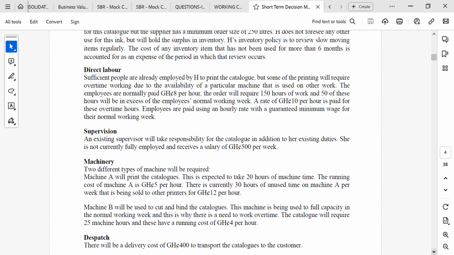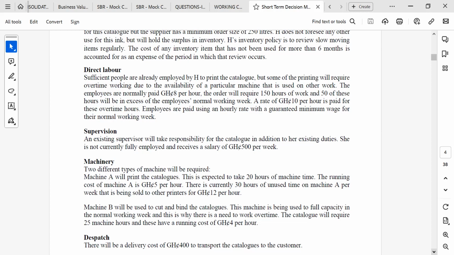Sufficient people are already employed by H to print the catalog, but some of the printing will require overtime due to the availability of a particular machine that is used on other work. The employees are normally paid 8 cedis per hour. The order will require 150 hours of work, and 50 of these hours will be in excess of the employees' normal working week. A rate of 10 per hour is paid for these overtime hours.